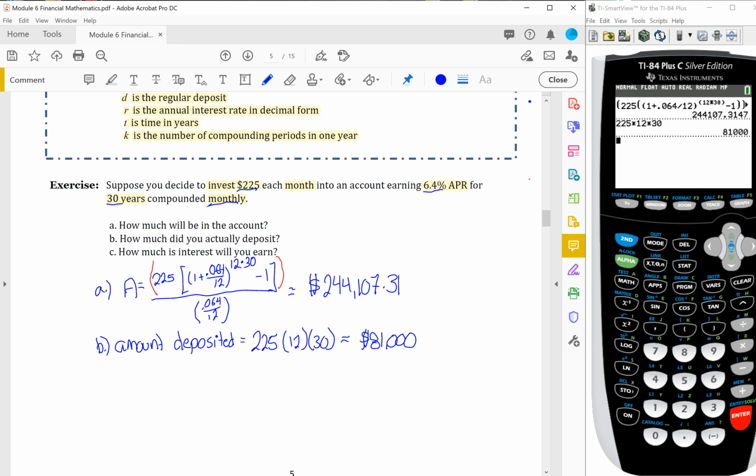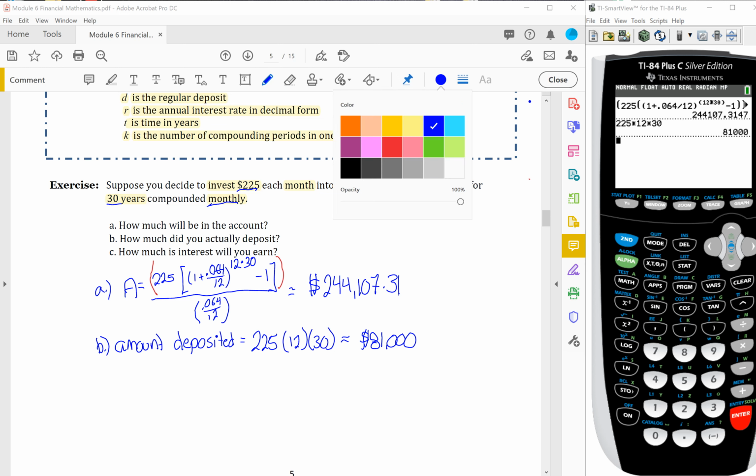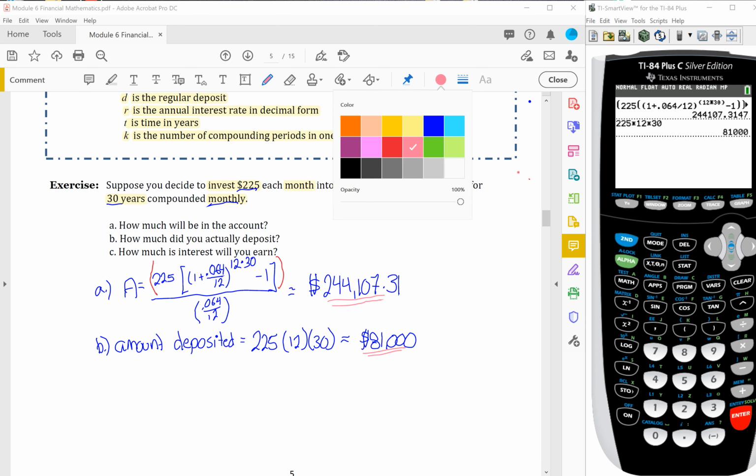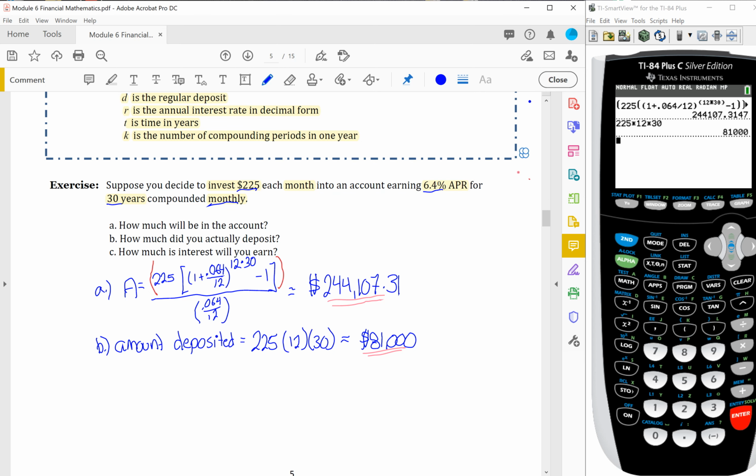Now what we should notice right here is that even though we deposited every month for 12 months a year for 30 years, we only deposited $81,000, but the account actually has $244,000 in it. The difference of this is the interest the account grew by funding this for 30 years. How much interest did we actually get? Well, that's part C.